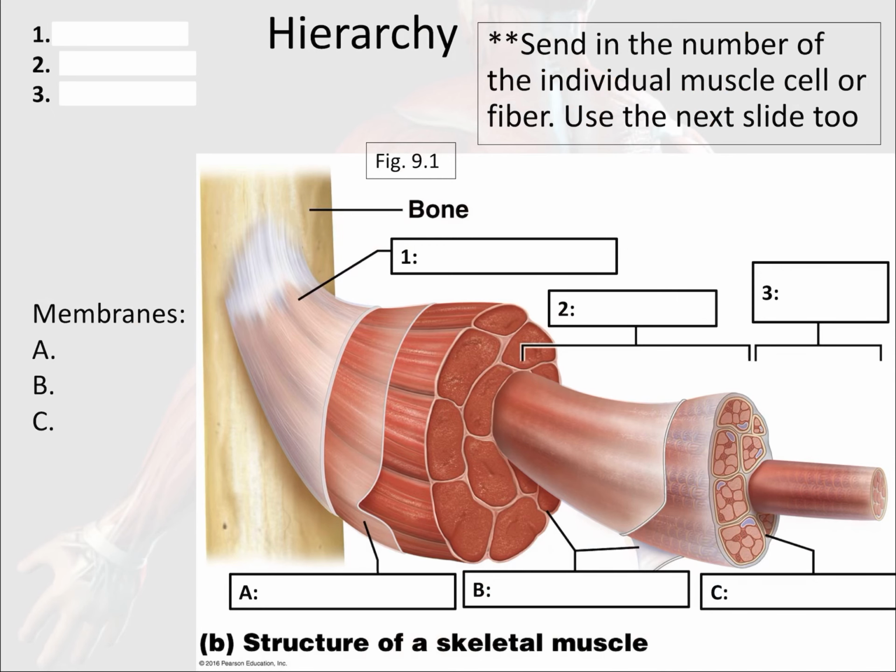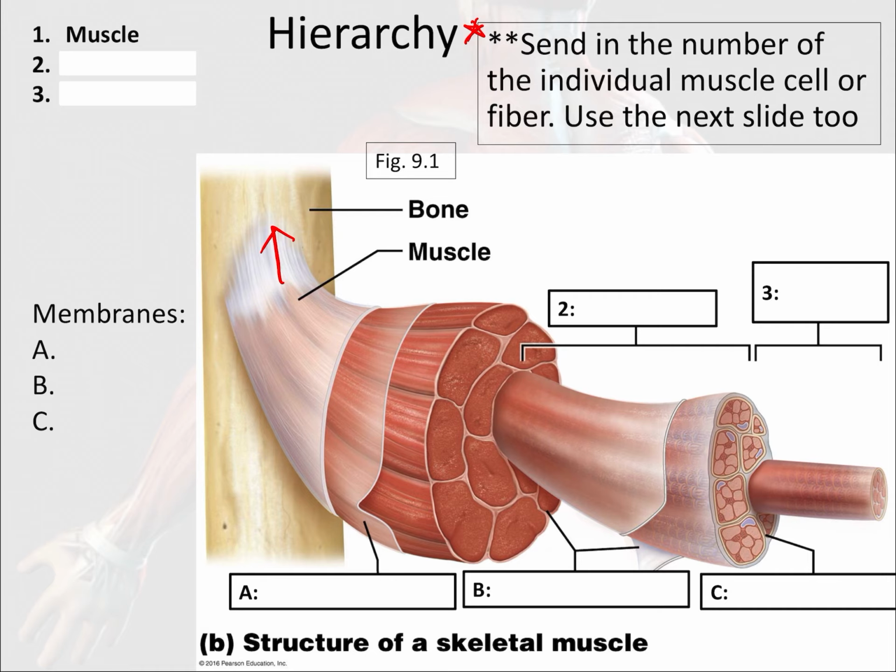We can fill this hierarchy in as we go. Since we're not doing this in class, you won't have the actual clicker question to do. But the first one here, number one, we're talking about the levels. Number one is the muscle, the whole muscle that attaches to the bone via an attachment site. We'll talk about those different attachment sites in a sec.